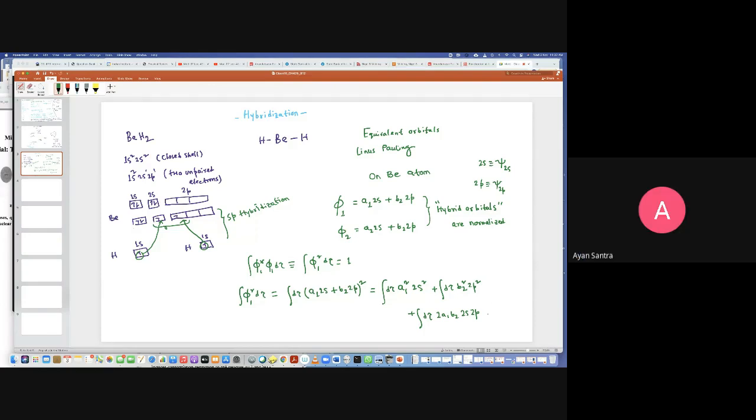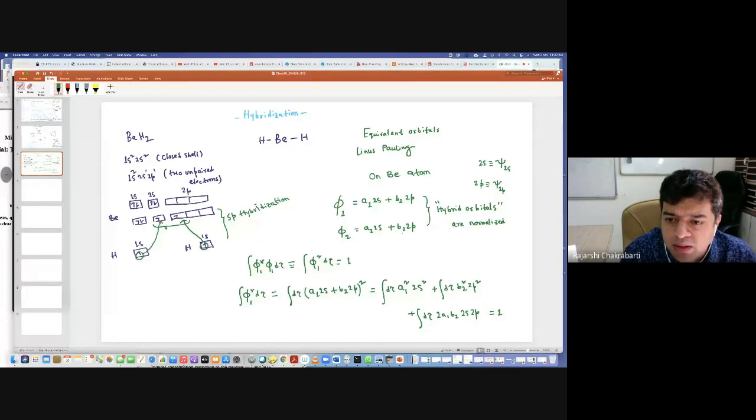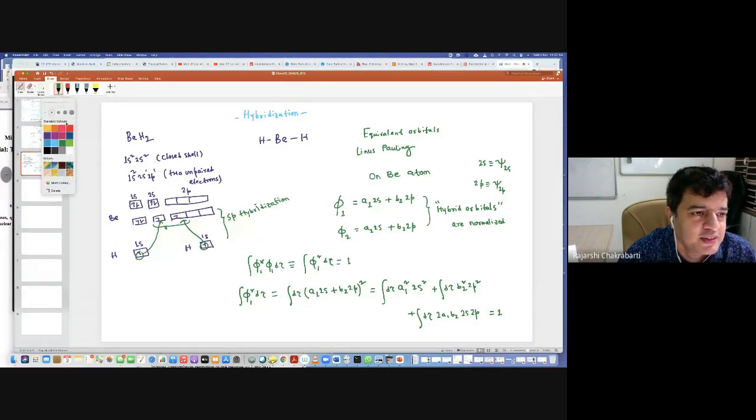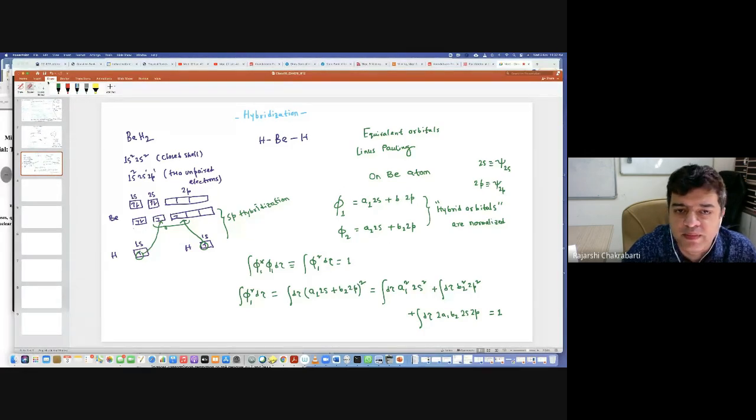That should be equal to 1. So why did you take the coefficients of 2p the same in both cases? Oh, that is a mistake. This is b1. There's a typo. Okay, then I'll change it. Sorry, thank you, just a typo. So this will be 1, for the hybrid orbital 1.